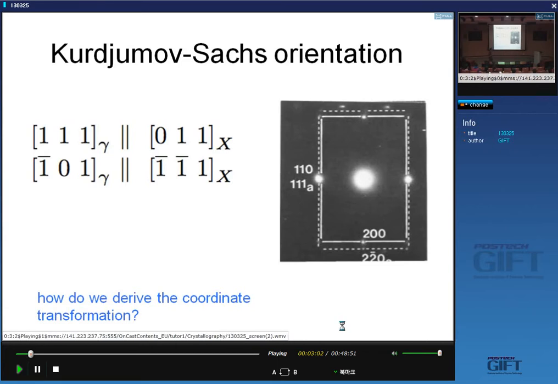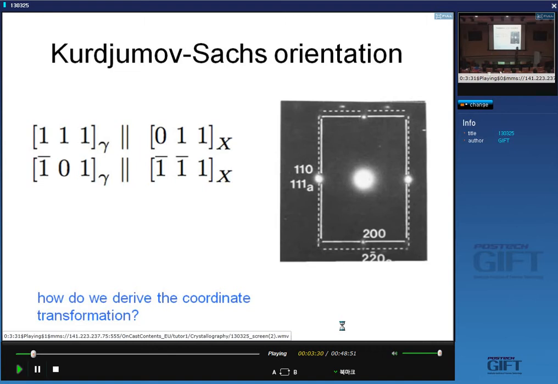Now, by looking at this pattern, you will see that the zone axes of these two patterns are parallel. So that gives us one set of vectors: the 101 axis of austenite is parallel to the 111 axis of ferrite. Then you look at another set of vectors here, and you see that the 011 type of ferrite is parallel to the 111 of austenite.